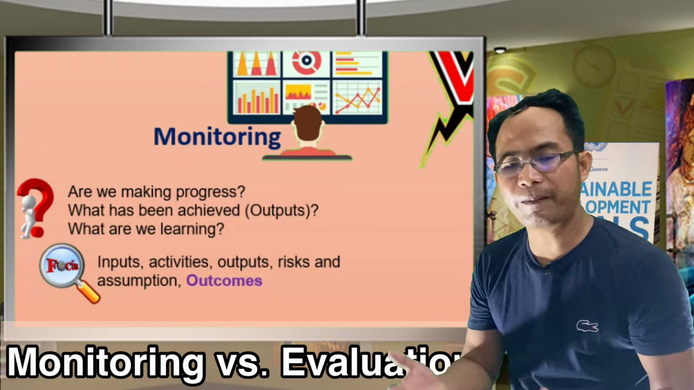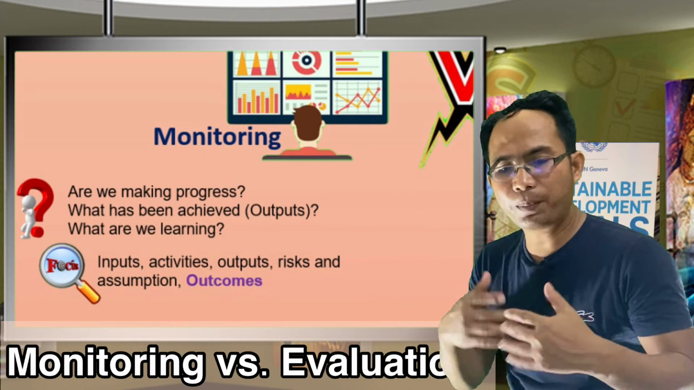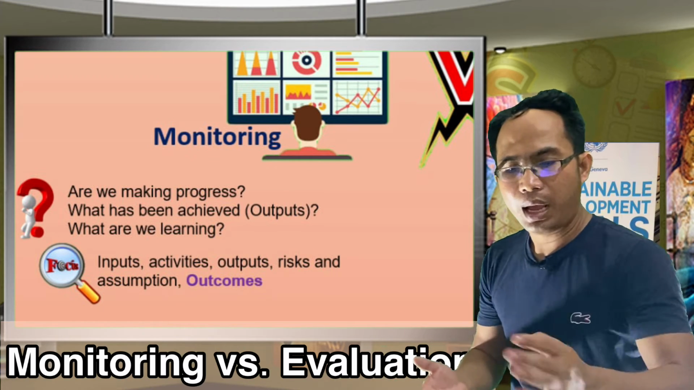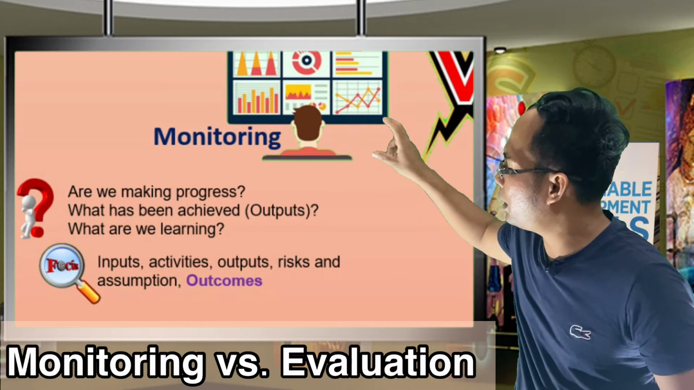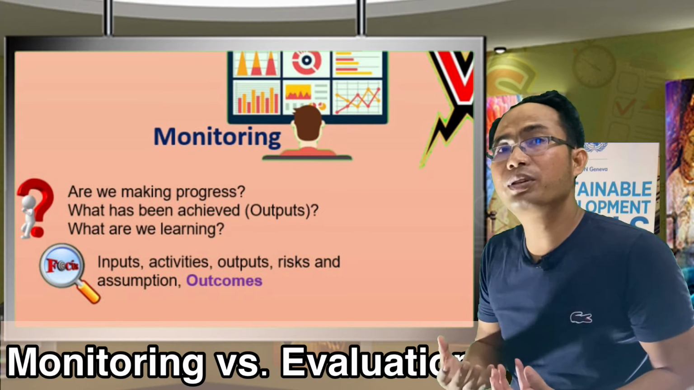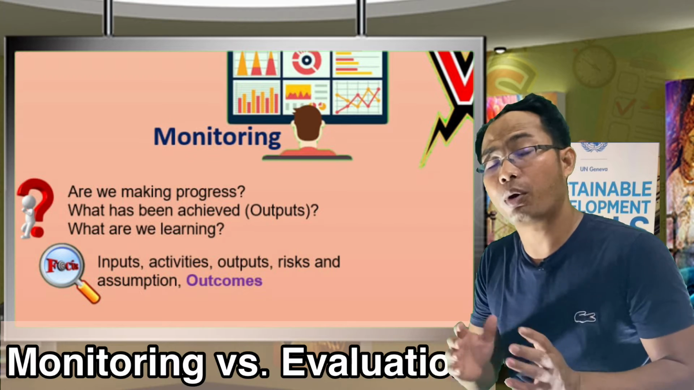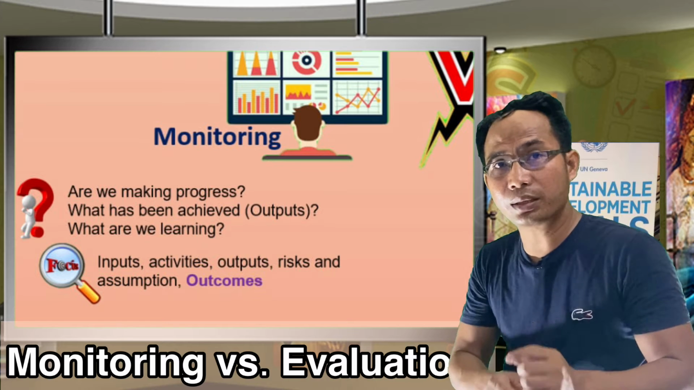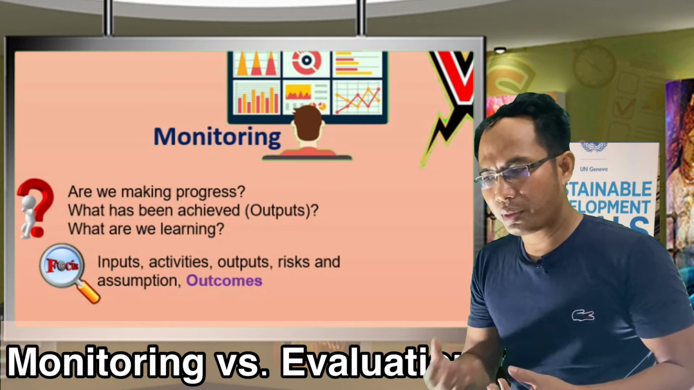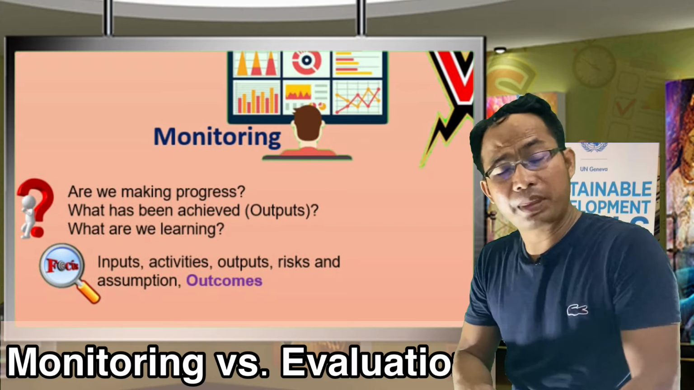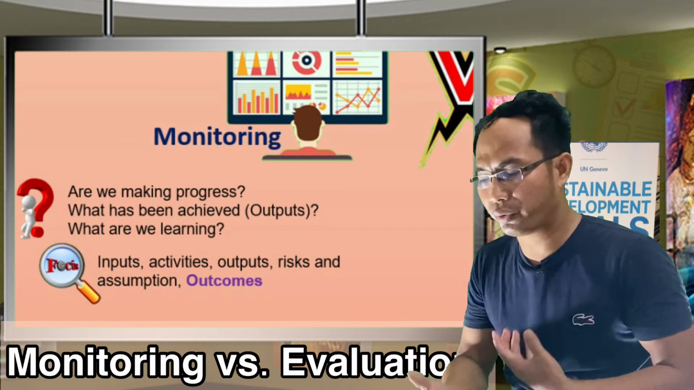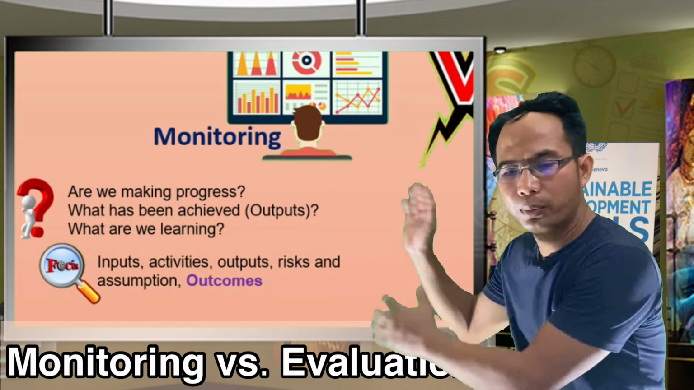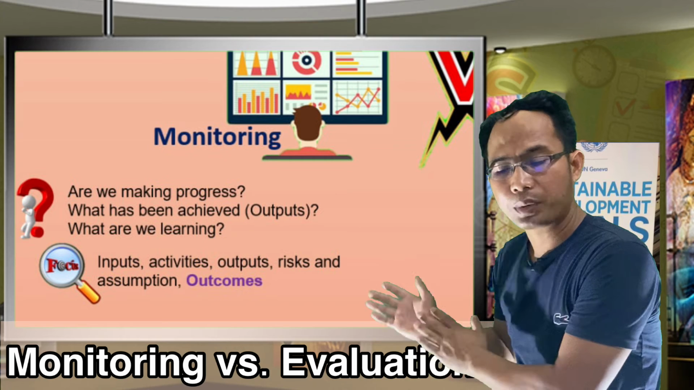Activity, we will look at the achievement of activity, like I mentioned earlier, on the progress. Outputs, achievement of the outputs, and risks and assumptions, I already mentioned that. And outcomes, here I highlight it. Some organizations include outcomes in the monitoring, embedded as a routine monitoring activity. There are some possible ways that we can collect it through the project activity, but mostly it will go through the evaluation.